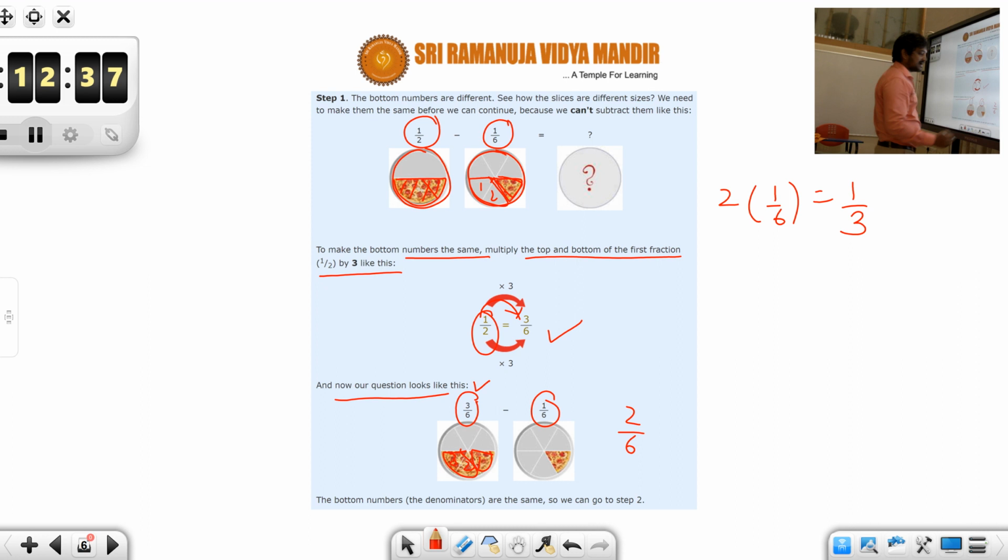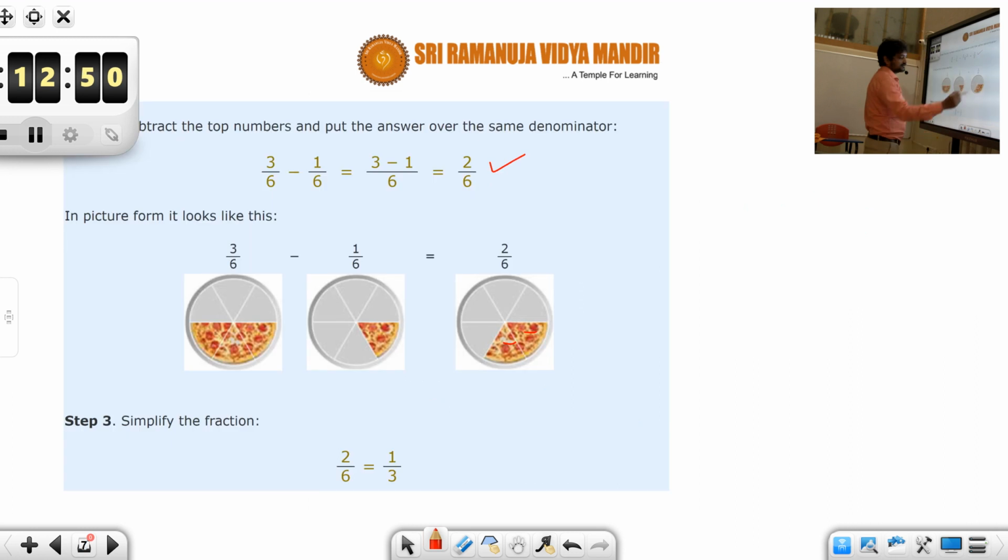If you simplify this, you will get 1/3. So 2/6 would be left. You will be left with 2 by 6 parts, so 2 parts, or if you simplify this, 1/3. Okay.